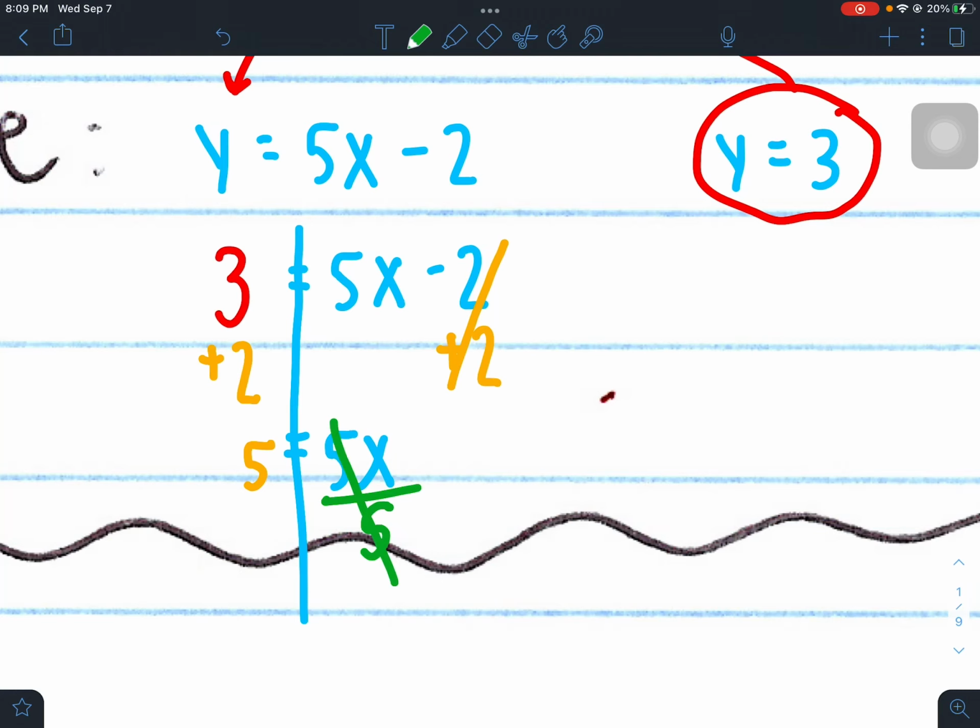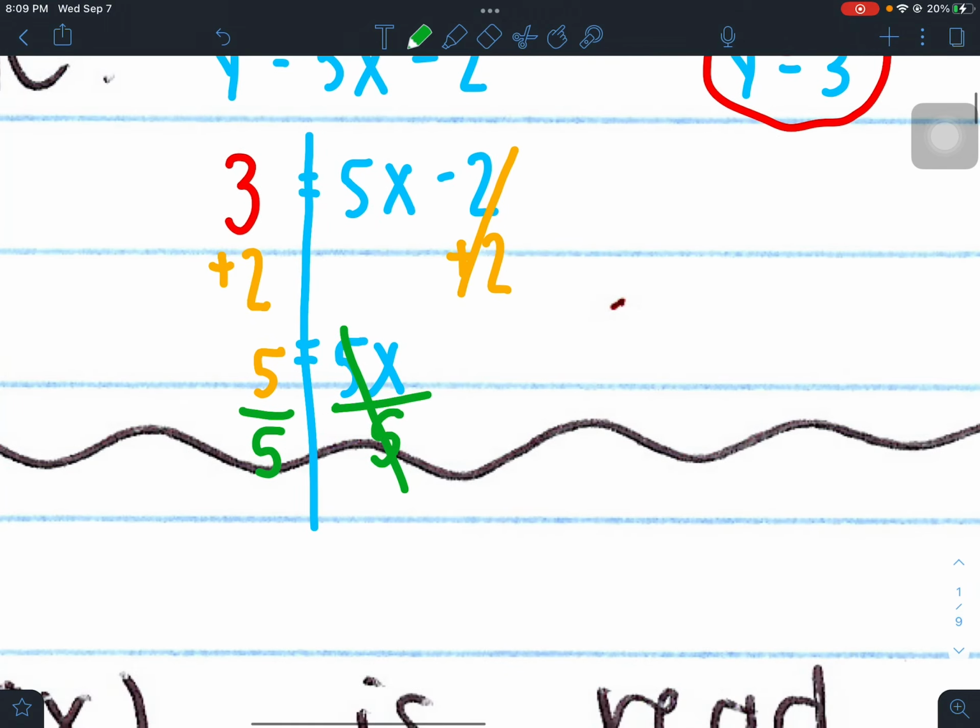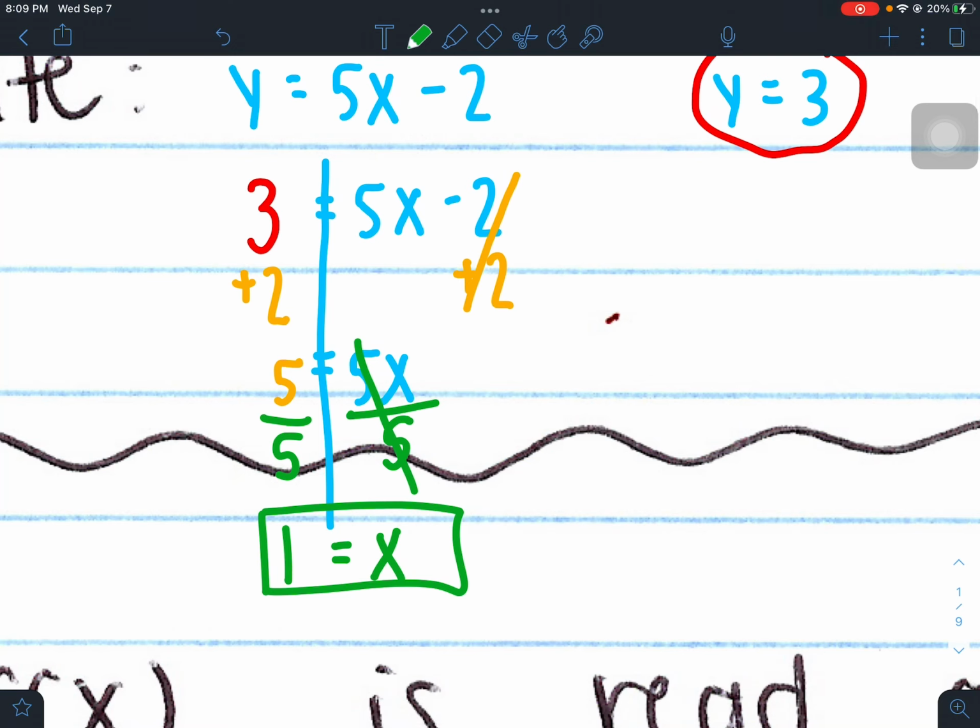I'm dividing because they're connected by multiplication. I want to do the opposite. But anything I do to one side, I got to do to the other. So 5 divided by 5 is going to give us 1, and I have 1 equals x. So I evaluated for the function. I had a y value, and then I evaluated for x. Sometimes we'll be given the x value, and you're going to evaluate for the y value.